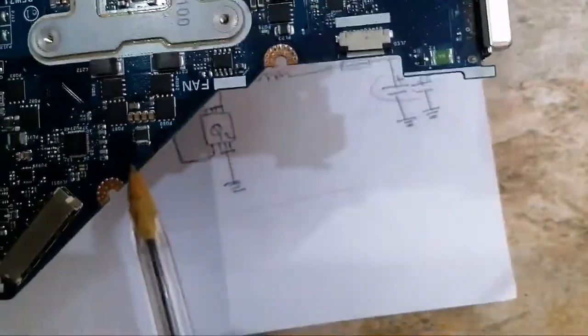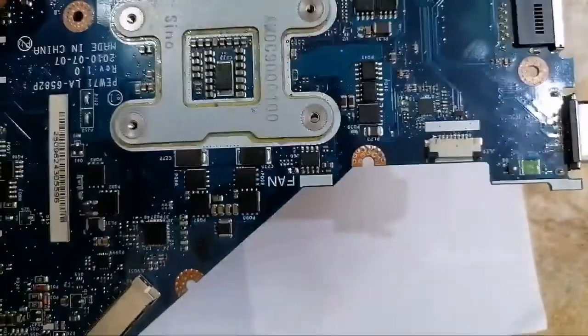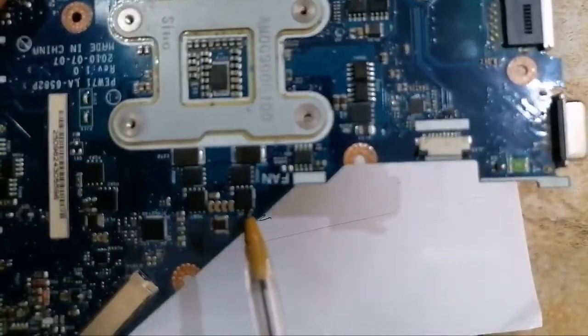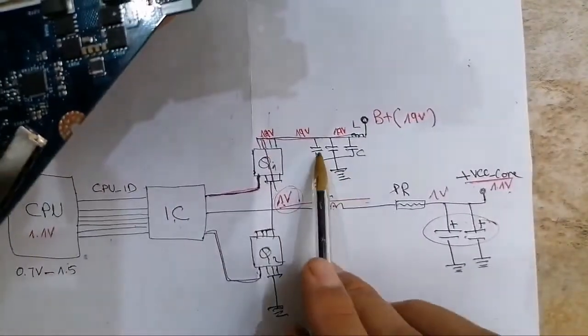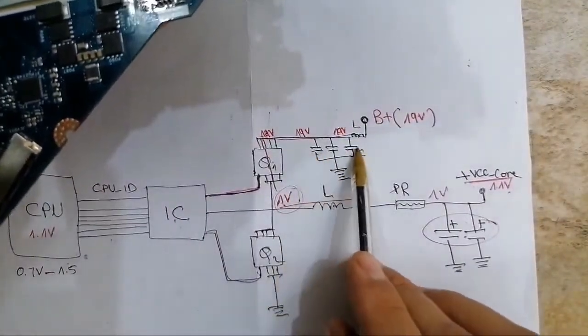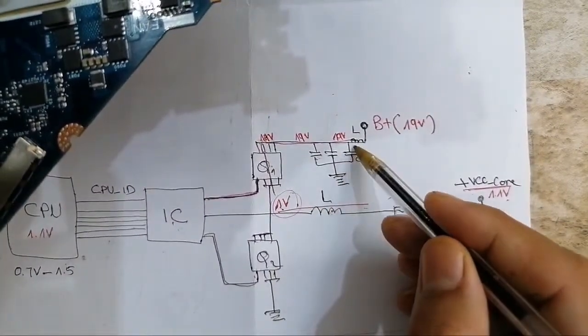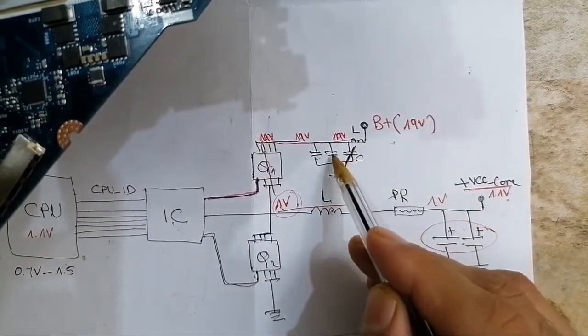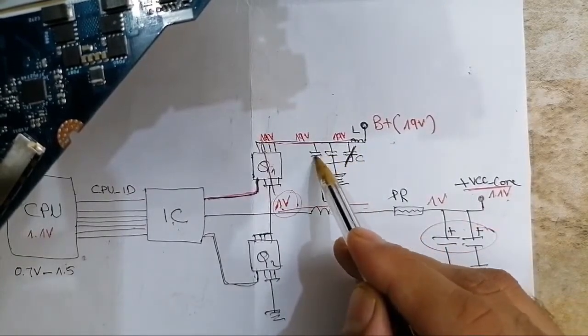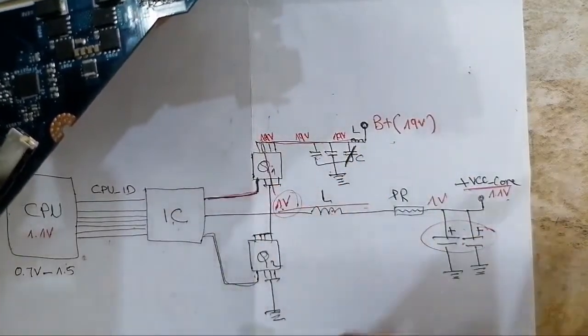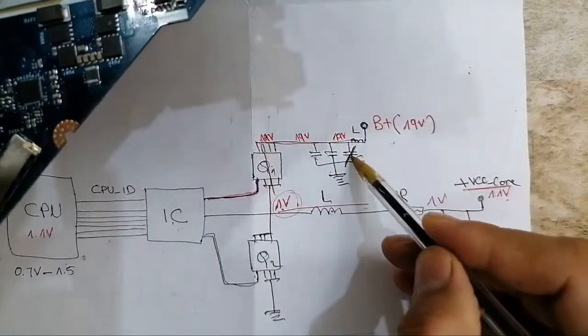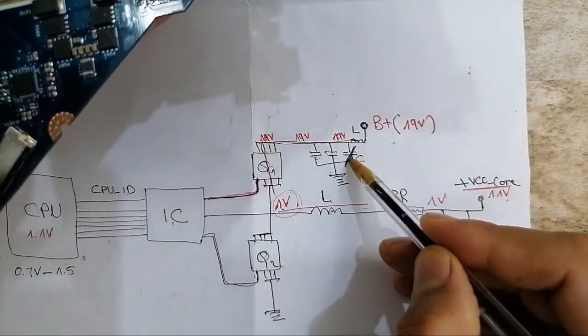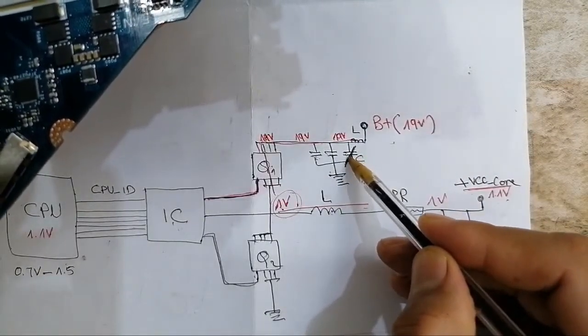Also here, do you see? We have these capacitors in the same line, which means they are in parallel. For example, if you find that this capacitor is bad, you can just remove it and keep two capacitors. The circuit will work fine, no problem. But if you have the capacitor, don't hesitate to put it in its place.